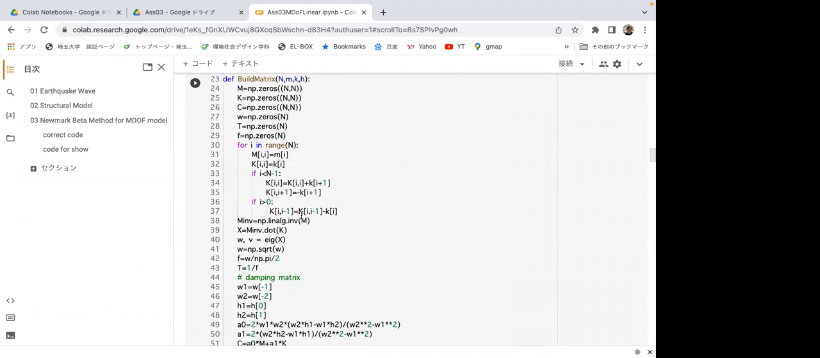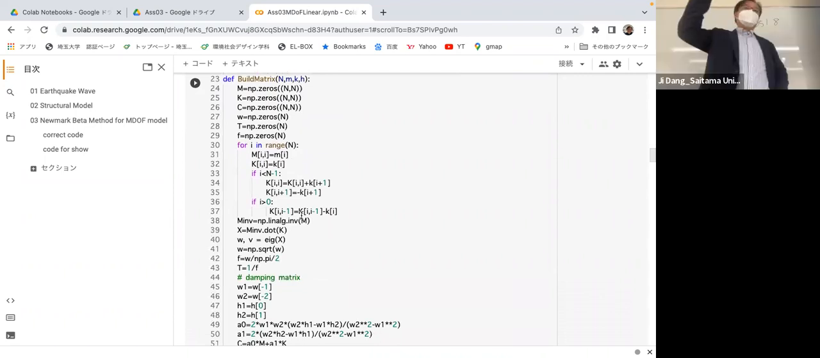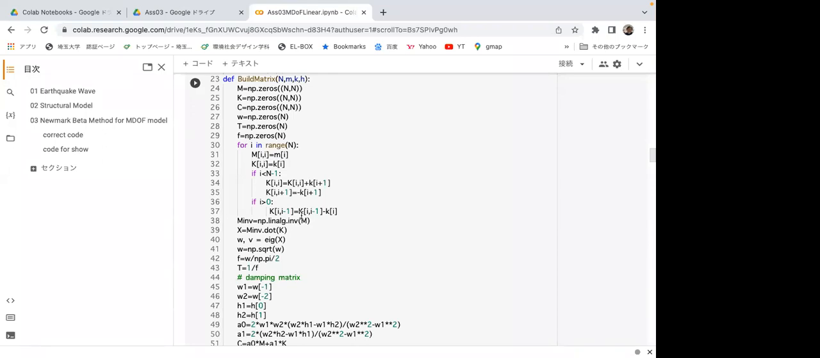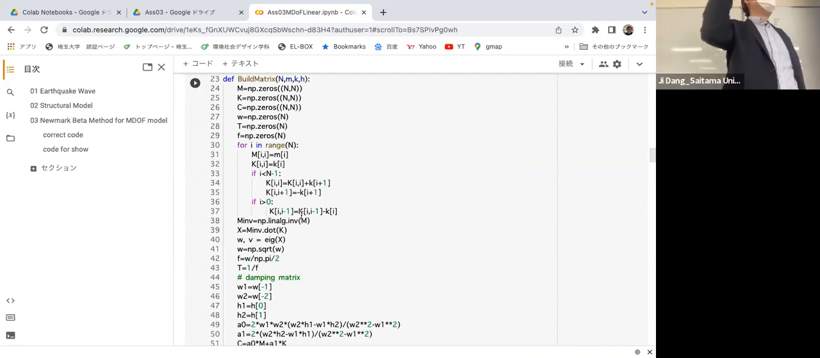Okay. Now you have the M, K, H in small letters, which means the mass and stiffness for each degree, each spring and each mass, and you have the H for each mode. Then you need to build the three matrices M, C, K, which is what the build matrix function does.